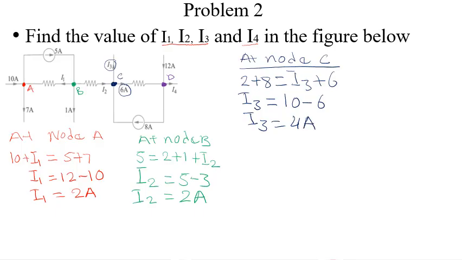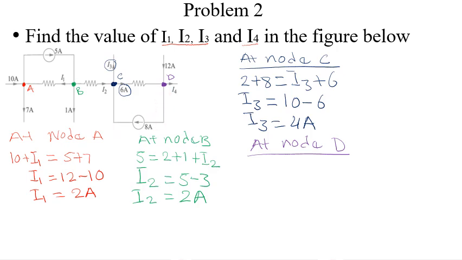Then we now calculate for our I4, which is at the node D. So at node D, we realize that the 6 amp is entering node D, and the 12 amp is entering node D. Let me use the highlighter. We realize that this arrow is entering, this 12 is also entering here. It's only I4 and 8 that are leaving.